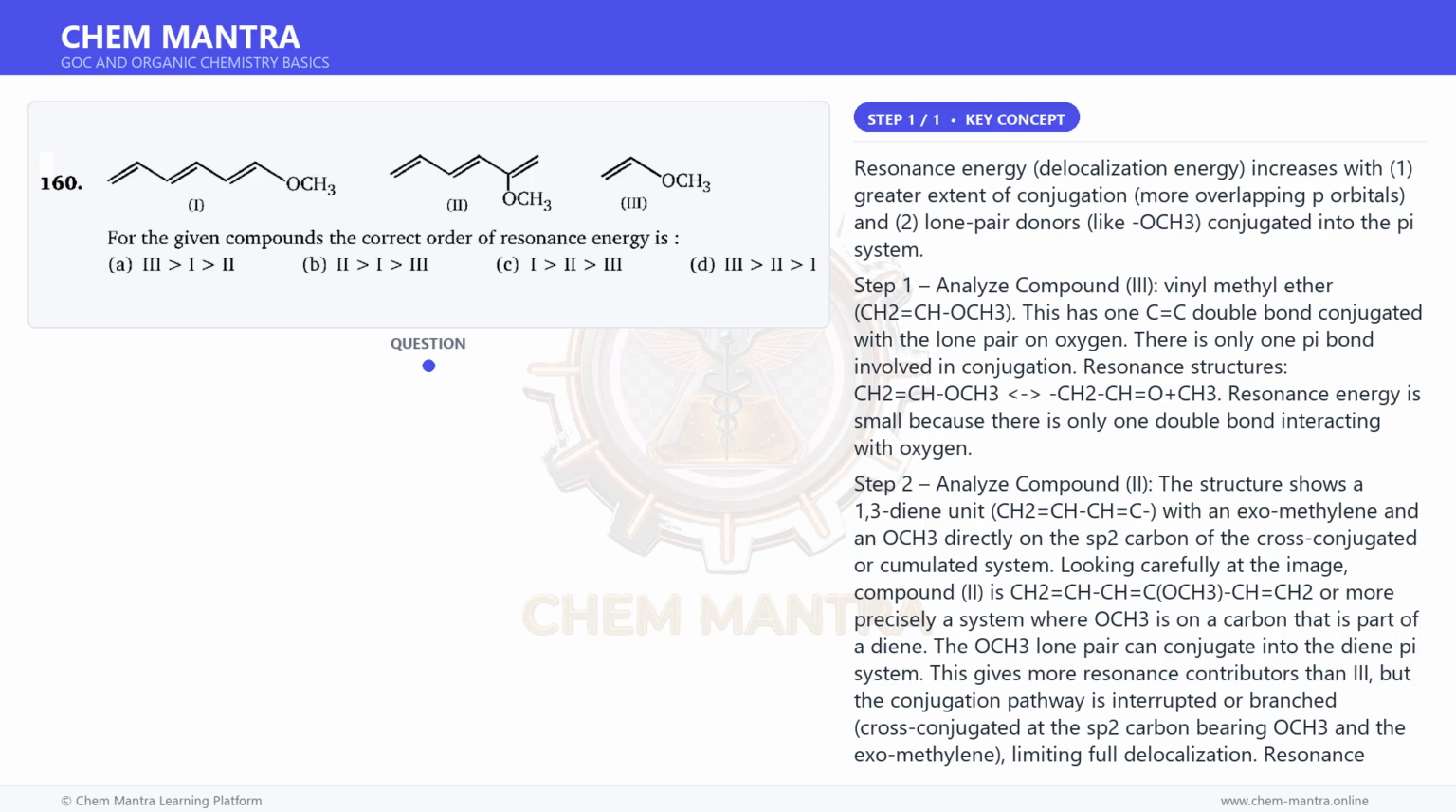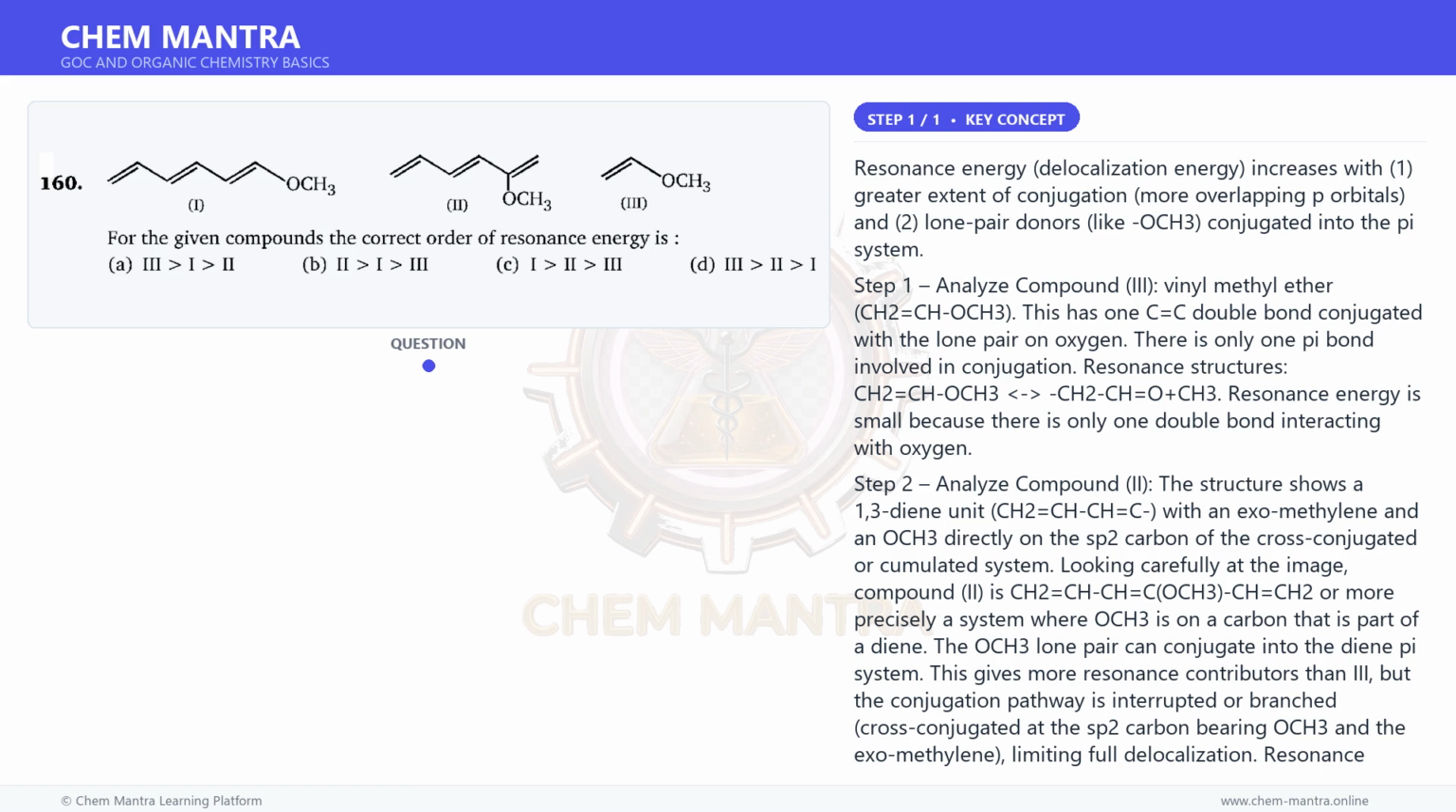Resonance energy, delocalization energy, increases with 1. Greater extent of conjugation, more overlapping p orbitals, and 2. Lone pair donors, like OCH3, conjugated into the pi system.